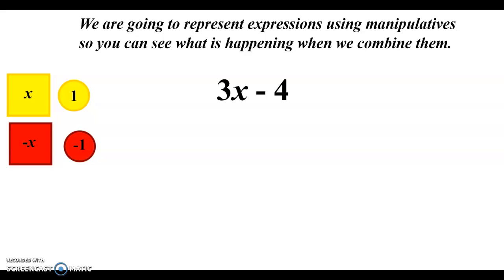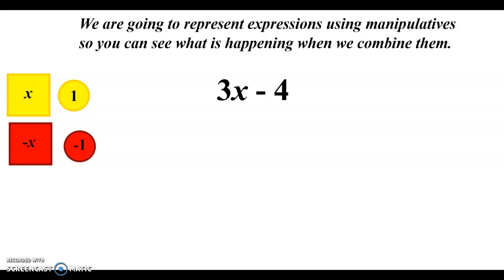Alright, today we're going to represent expressions using manipulatives so you can see what is happening when we're combining like terms and when we're distributing. So our first expression up here says 3x minus 4, and you can see I have some manipulatives over here. This yellow square is representing x, the red square is a negative x or the opposite of x. A yellow circle is just a 1 unit, and the red circle is a negative 1.